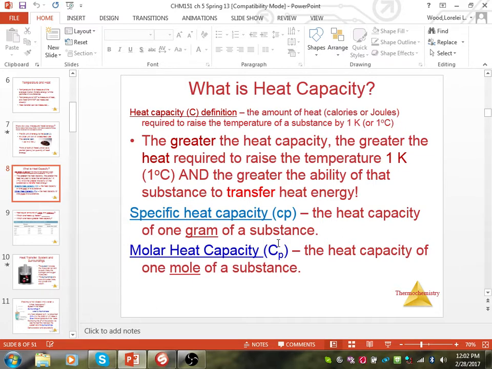So if you have more atoms, you can accept more energy. Each piece vibrates after it accepts the energy. If you have more pieces, they can vibrate based on the energy that's contained.